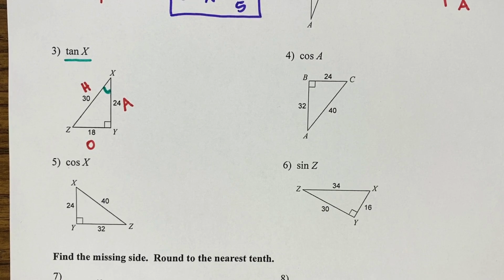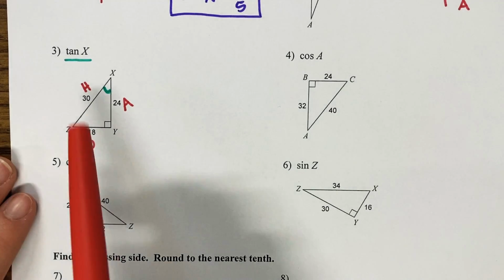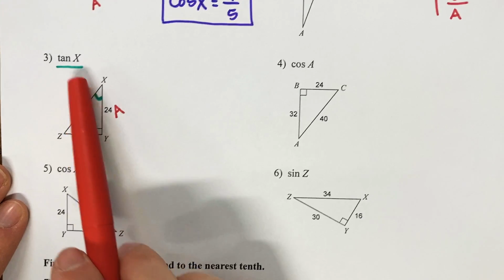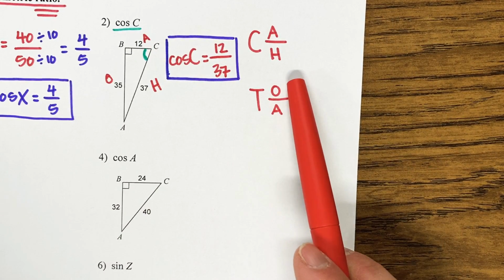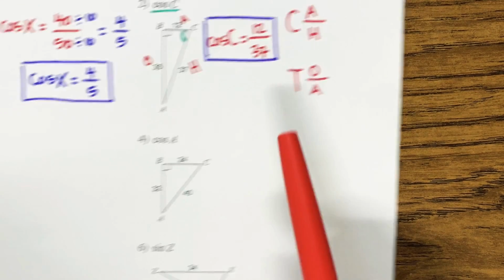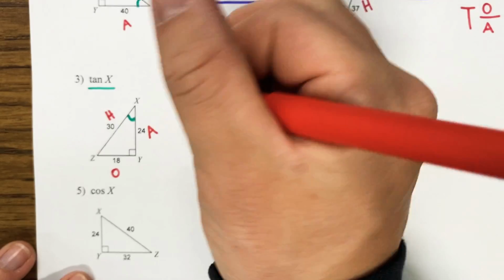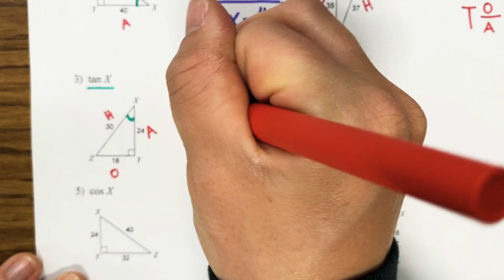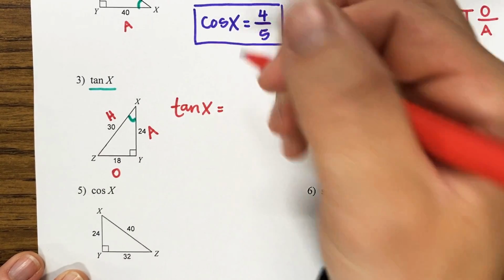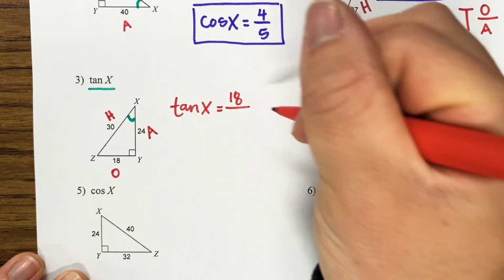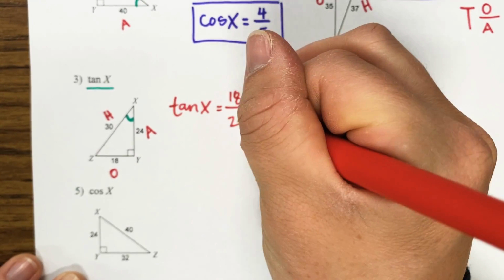And there we go. So now it wants tangent. What two sides do we need for tangent? Tangent is opposite over adjacent. So let's go back. That means tangent of x equals opposite, 18, over adjacent, 24.